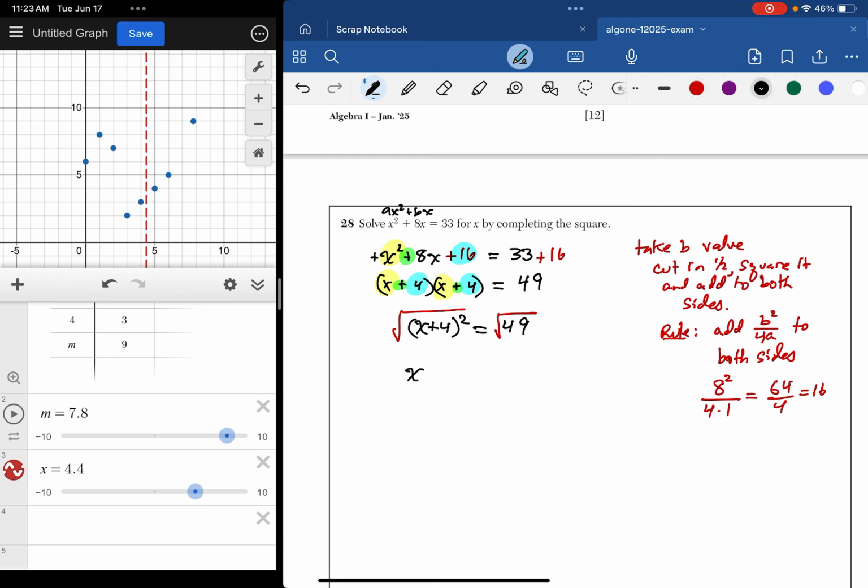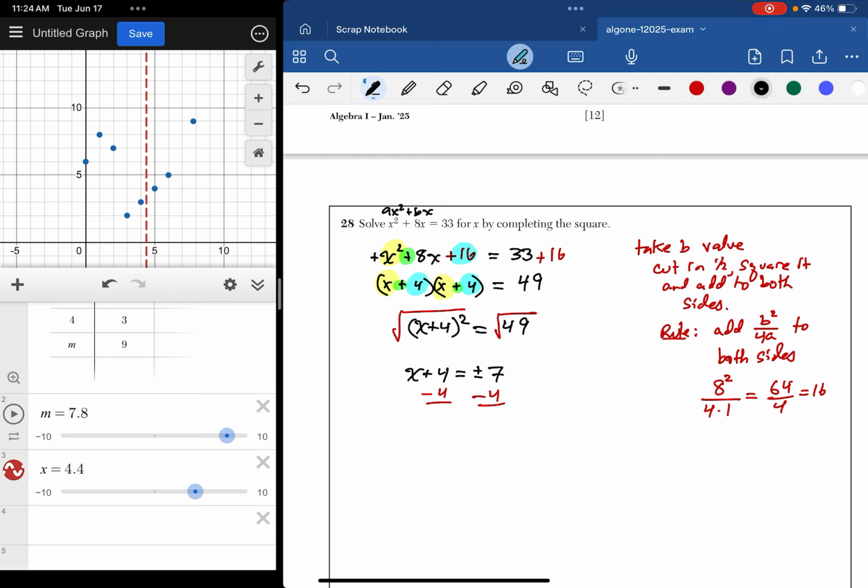Left side, x plus 4. Right side, square root of 49 is 7. But because we are the ones taking the square root, it's not a principal square root. It's an active square root. So I have to throw a plus or minus on that. Then I subtract a 4 from both sides.